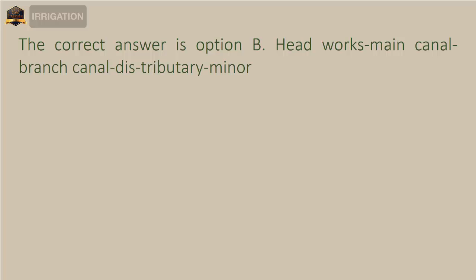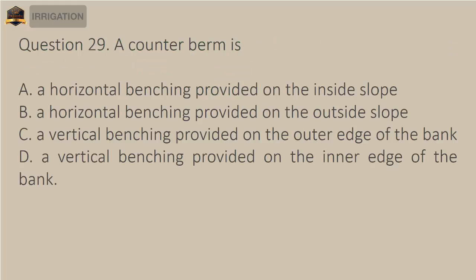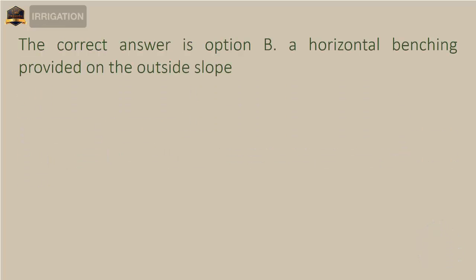Question 29. A counterberm is A. A horizontal benching provided on the inside slope. B. A horizontal benching provided on the outside slope. C. A vertical benching provided on the outer edge of the bank. D. A vertical benching provided on the inner edge of the bank. The correct answer is option B, a horizontal benching provided on the outside slope.